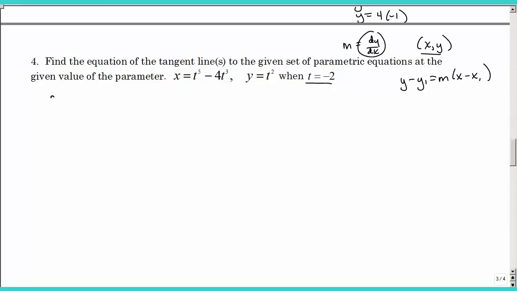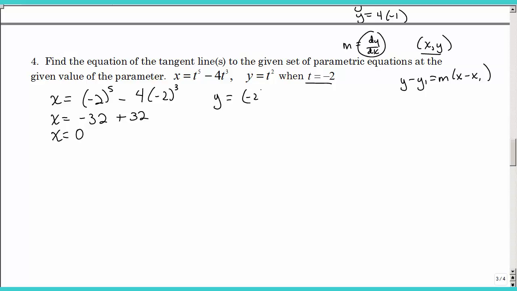So let's go ahead and find those x values and y values. So we would have negative 2 to the 5th power minus 4 times negative 2 cubed. Let's see, and that's going to be positive 32. So I've got 0. And I have y equals negative 2 squared, which is 4. So my point would be 0, 4.